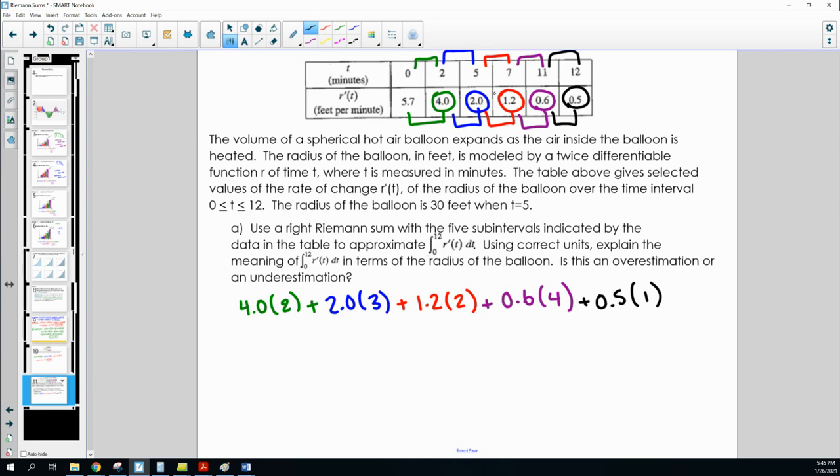Okay, so notice that all the ones I circled, I did not circle the 5.7. So I'm not using the leftmost point because this is a right Riemann sum. So when I go to evaluate this, I'm just going to do this really quickly: 8 plus 6 plus 2.4 plus 2.4 plus 0.5. This is going to give me 19.3. And because they did give me units here, this is going to be 19.3 feet.